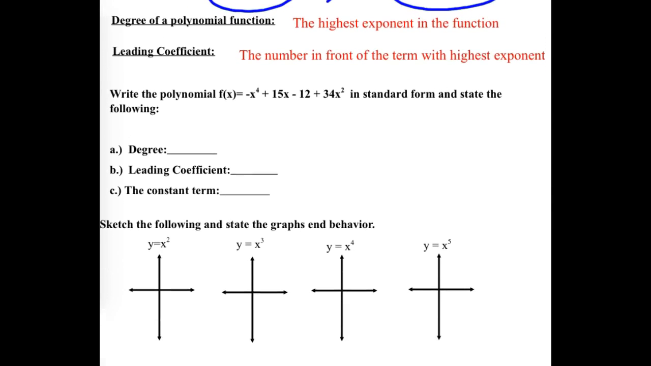All right, so our next example says write this polynomial in standard form and state the following. So the first thing is getting it in standard form. That means highest power down to lowest. So I would rewrite this.